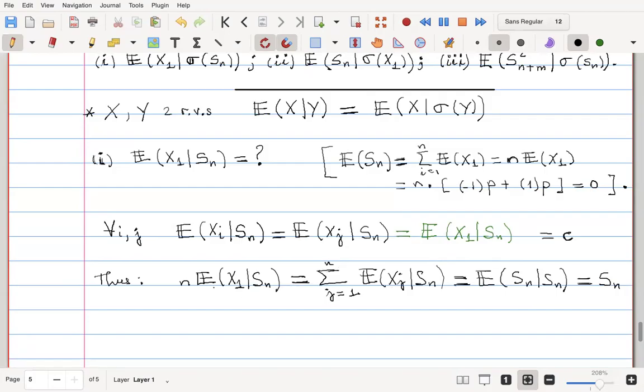Okay, so let's proceed. From here, I can solve for this. Therefore, from this, we can see that the expected value of x1 given Sn, we just divide Sn by n. So that's what we get here, which is exactly what we are looking for. So that's the result.